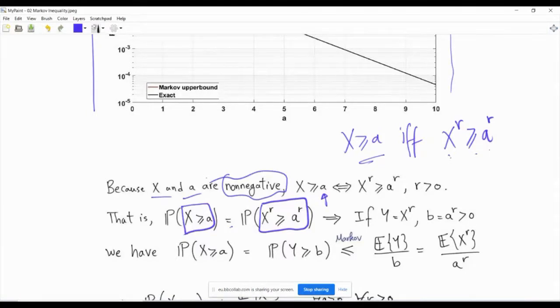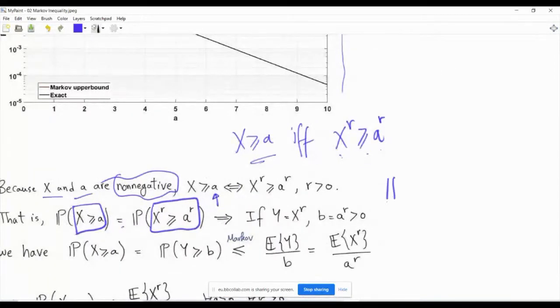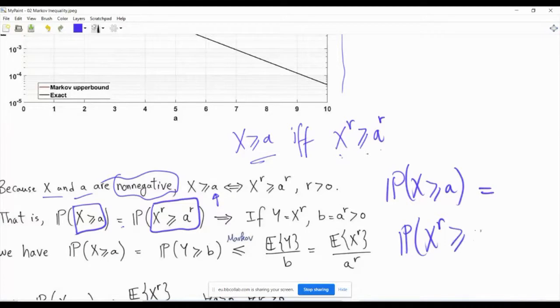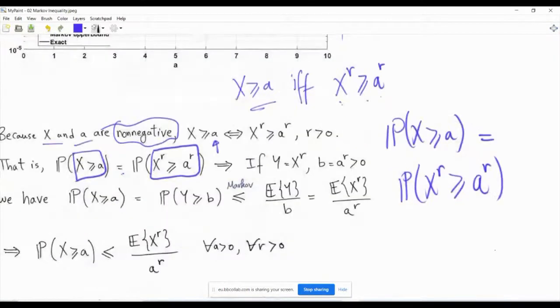So what you can do is apply Markov inequality. You can apply it to x to the power r, right? So now you have the probability that x is greater than or equal to a equals the probability that x to the power r is greater than or equal to a to the power r. Now you can think of x to the power r as a new random variable. It's a new non-negative random variable. Let's call it y.